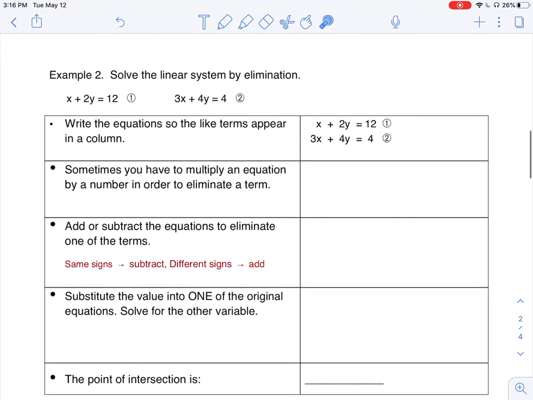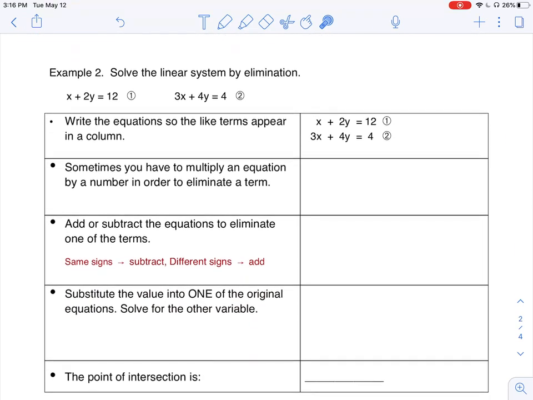So our next example, solving this linear system by elimination. I have x plus 2y equals 12 and 3x plus 4y is equal to 4. Write the equation so that the terms appear in a column. Done. Now you'll notice that the x term and the y term do not have the same coefficient. They don't have the same number value next to it. So I have to manipulate or change either the first one or the second one in order to have the same coefficient as the other equation.